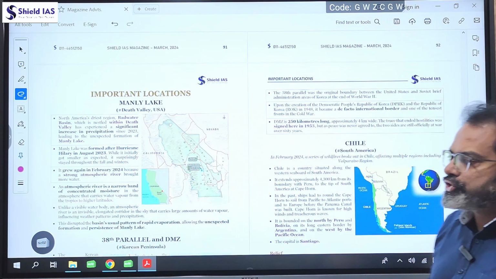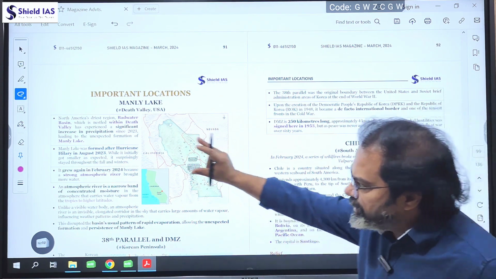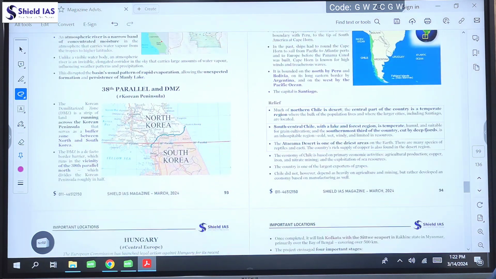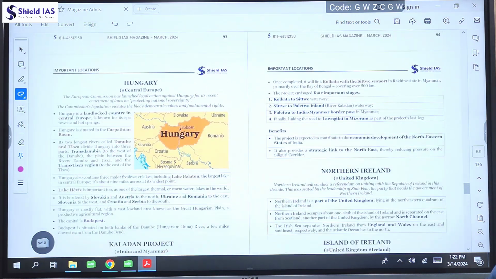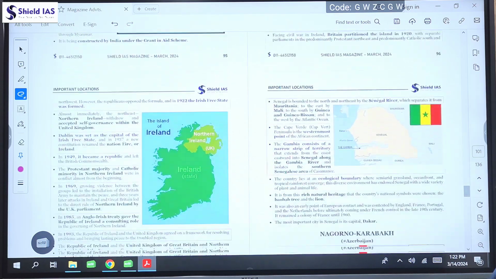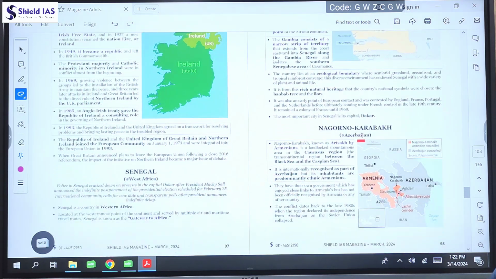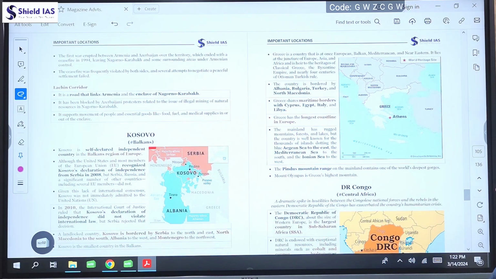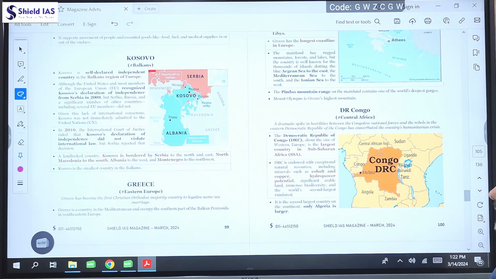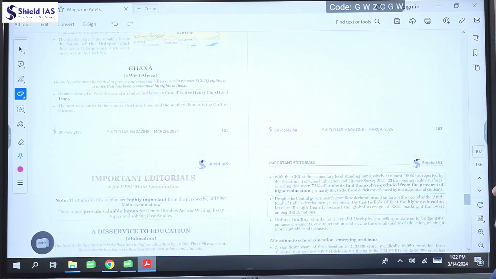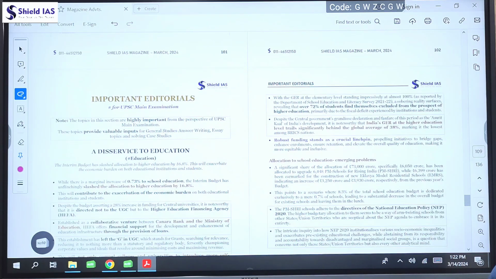Now, these are the important locations. So locations with maps, the features of those locations with maps. Now, Hungary, Northern Ireland, Kaladan project, island of Ireland, Senegal, Nagorno-Karabakh, Kosovo, Democratic Republic of Congo, Greece, Belarus, Ghana. All these now come the important editorials.